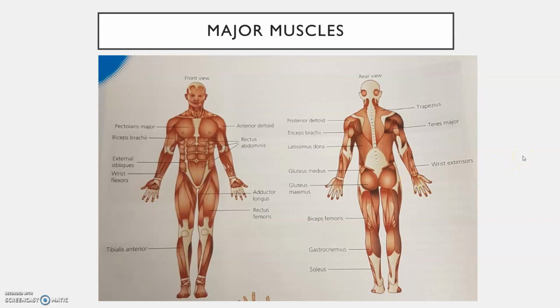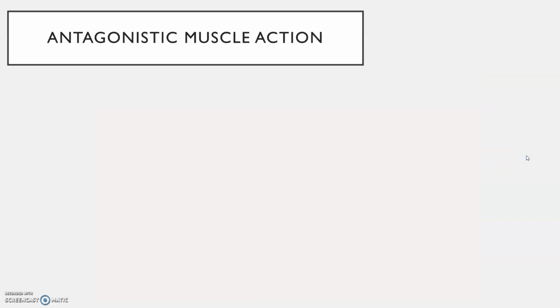So if we move on, we go on to today's topic. We are looking at antagonistic muscle action. So we need to be aware that muscles never work alone. They don't work on their own. They always work in pairs or groups, and this is to produce coordinated movement. Each muscle takes on a different role, which can change depending on the type of movement produced.